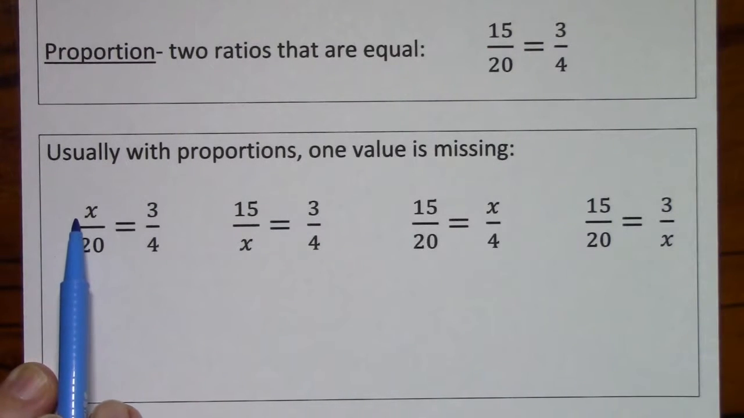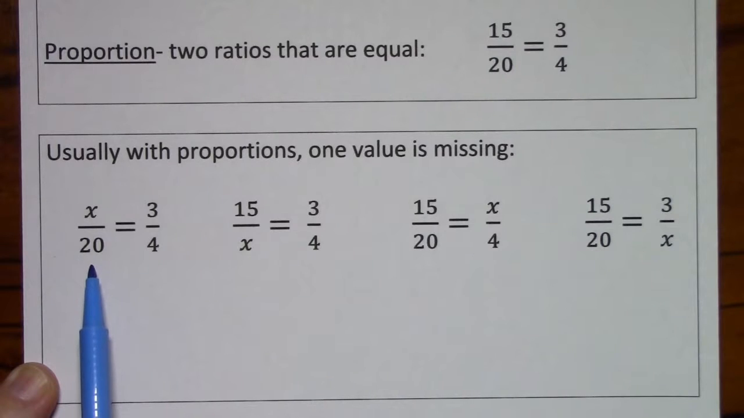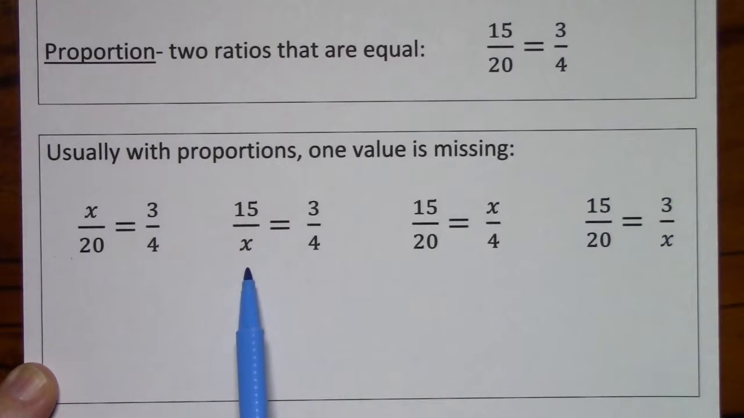If the variable's in the numerator, all we need to get rid of is the 20. So we'll multiply each side by 20, and we'll have solved for x. If the variable's in the denominator, you need to learn to get that variable out of the denominator.